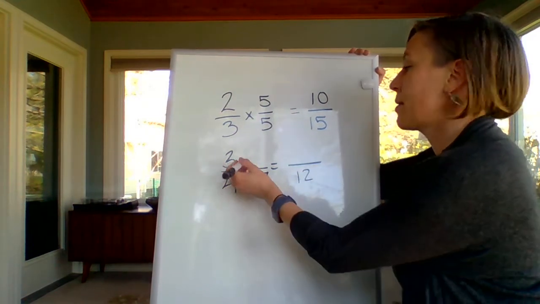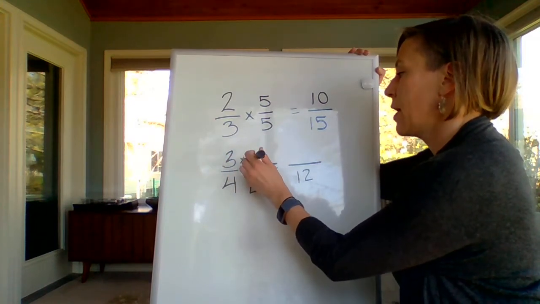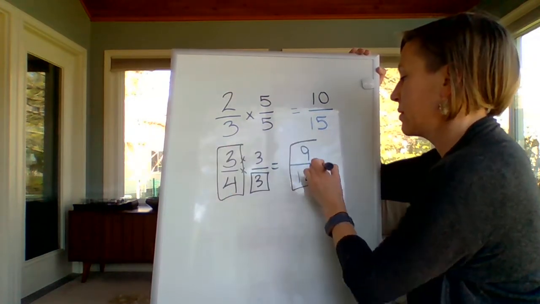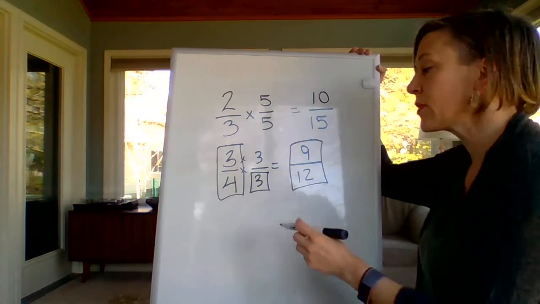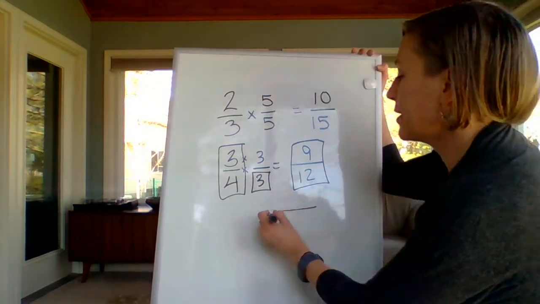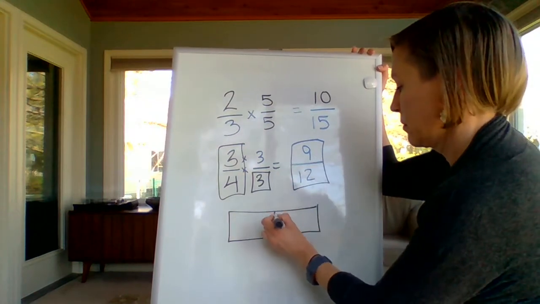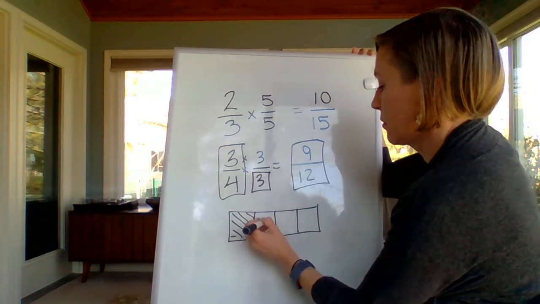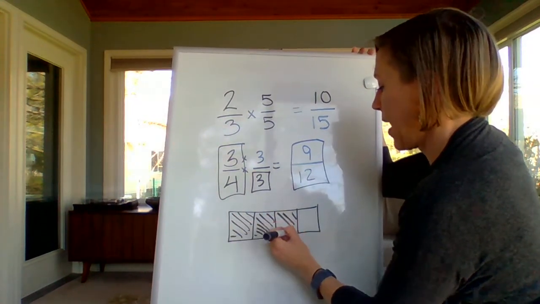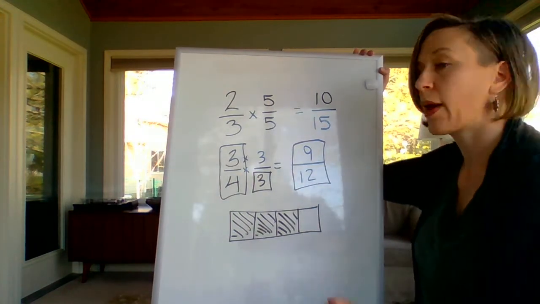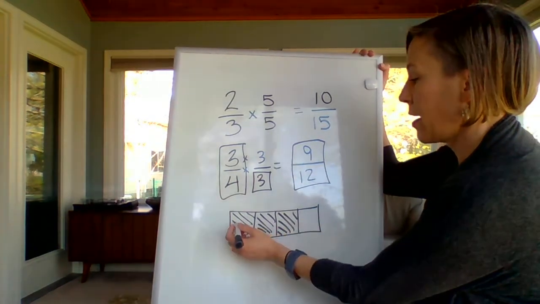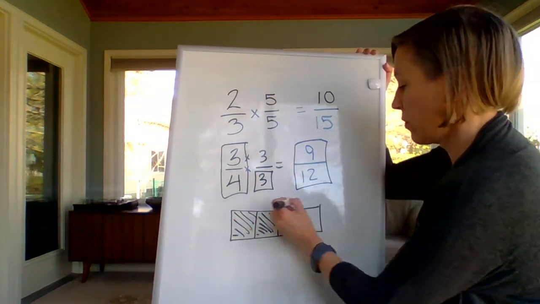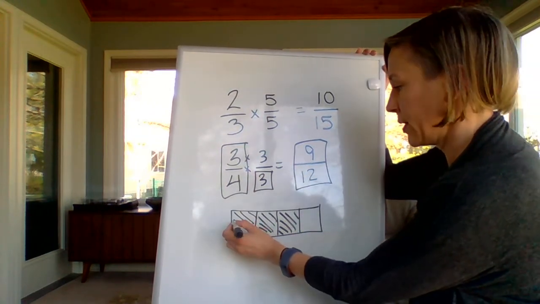So if I do that to the bottom, I need to do the same thing to the top. And 3 times 3 is 9. So 3/4 would be equivalent to 9/12. We could also look at that as a picture. Okay, hopefully you would all agree that that is 3/4, okay? And if I wanted to prove to you that it was also equal to 9/12, I could take this whole rectangle and split it into 12 equal pieces instead.